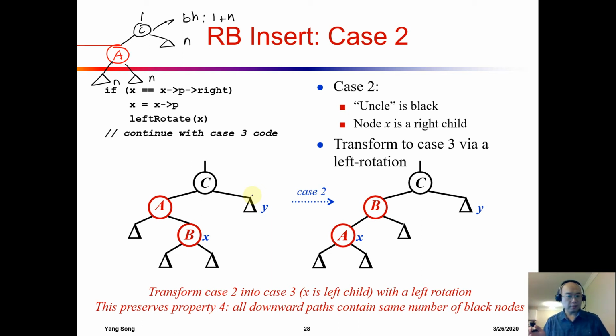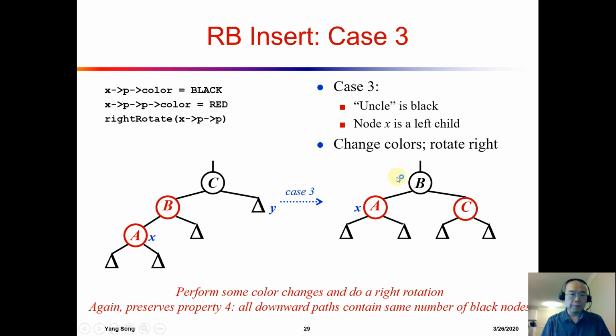So you may ask, it doesn't really solve the problem. On the left side, we have two consecutive red nodes A and B. After the left rotation, we have two consecutive red nodes again, B and A. So we didn't solve any problem. However, we have transformed case two into case three. Case two itself doesn't solve the problem. We are still violating the rule. However, we are going to move on to case three.